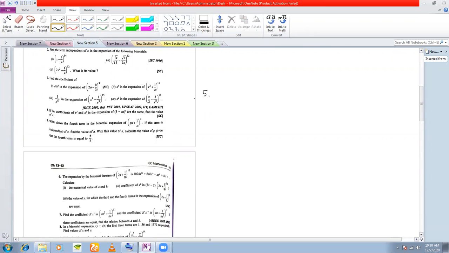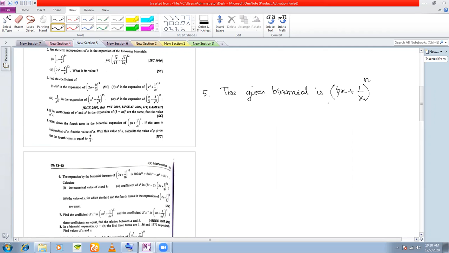Number 5. The question here is: write down the fourth term in the binomial expansion of px plus 1 by x, to the power of n. So what is the given binomial here? The given binomial is px plus 1 by x to the power of n. Write down the fourth term in this expansion. This is the first question.